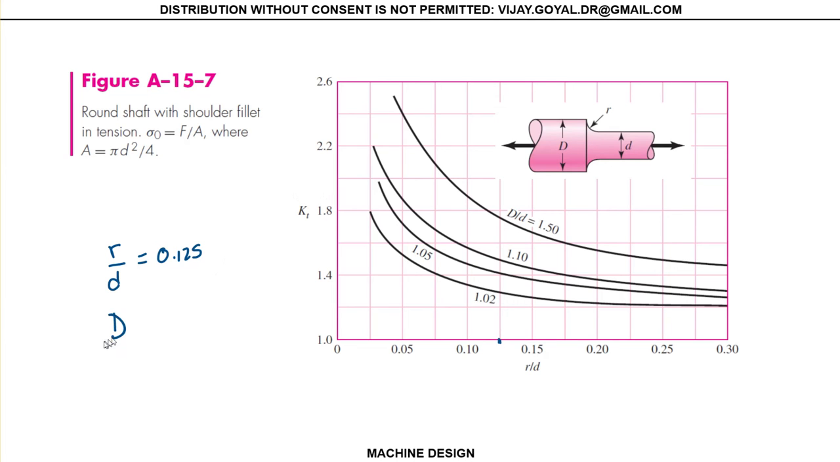And then big D over small D is equal to 1.5. So is this value. So I just go up here and come over here. So this is 1.6, about 1.75. So your KTA is equal to 1.75 in this problem.